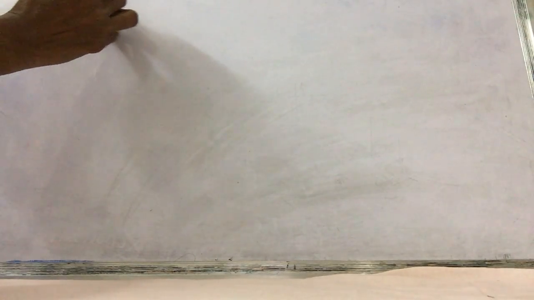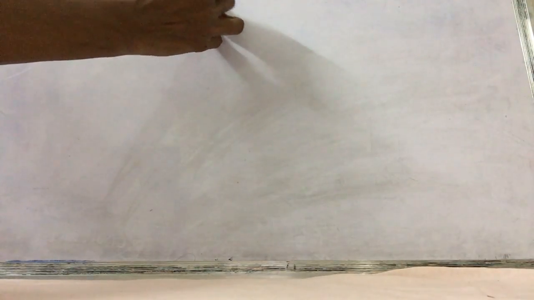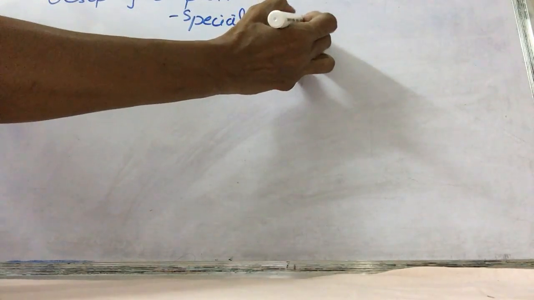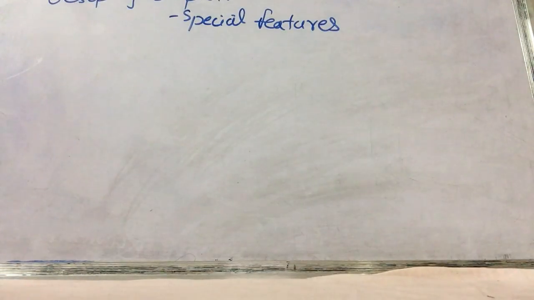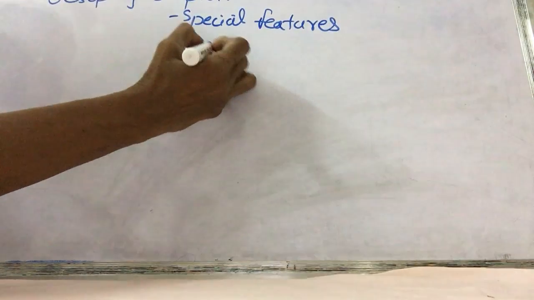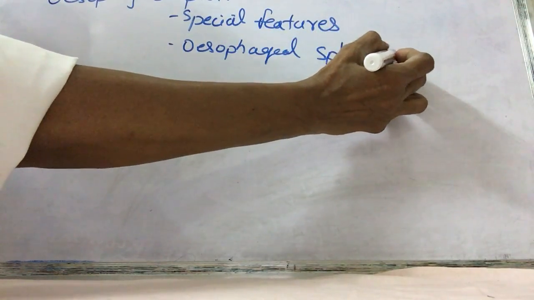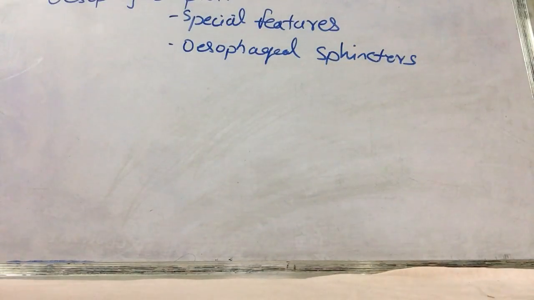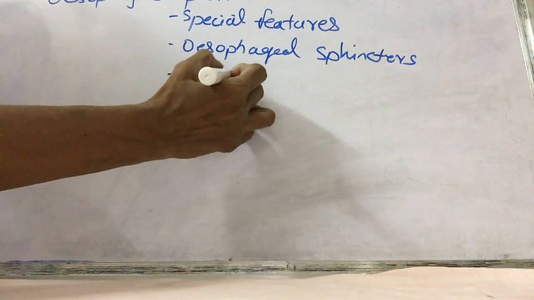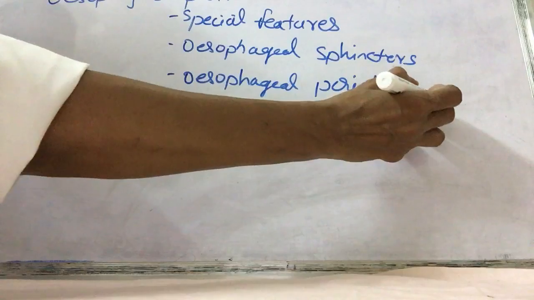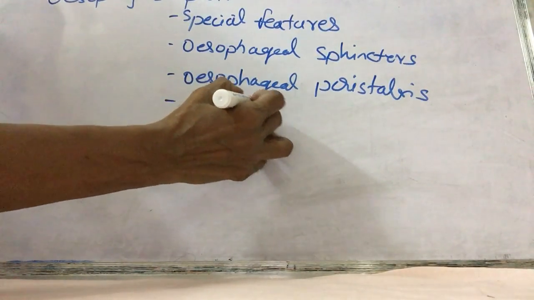First, we'll talk about the esophagus, special features, esophageal sphincters, esophageal peristalsis, and lastly the applied aspects.